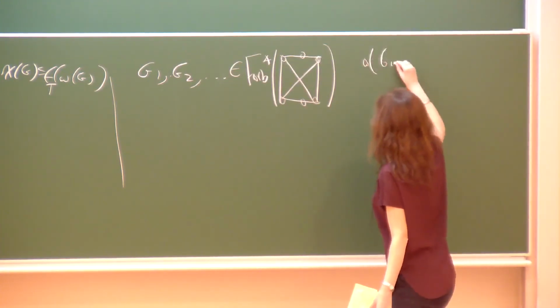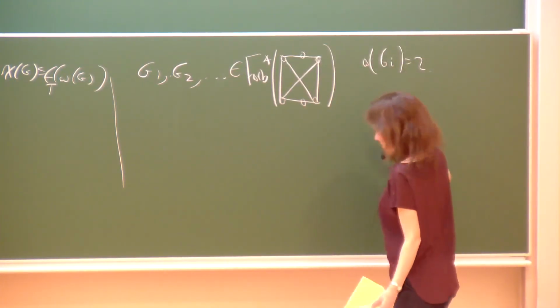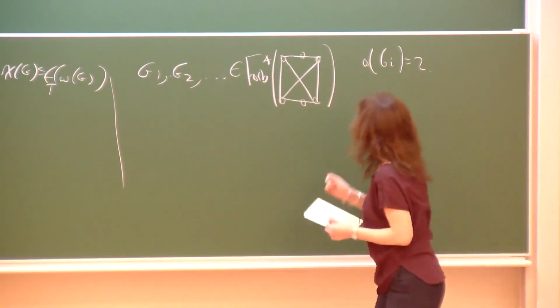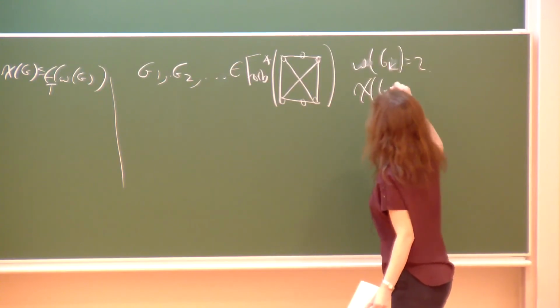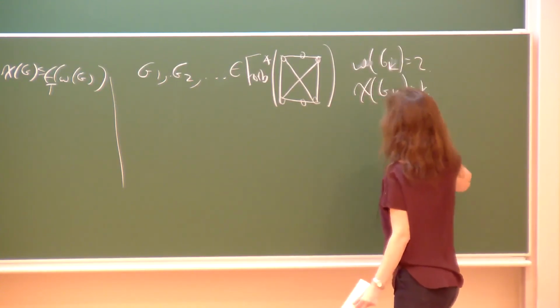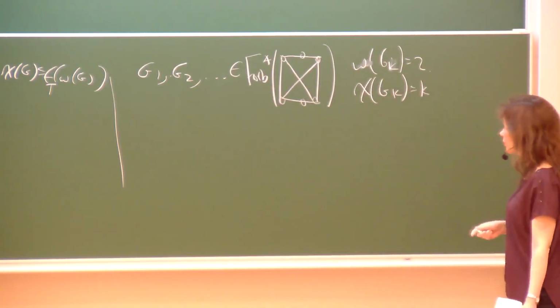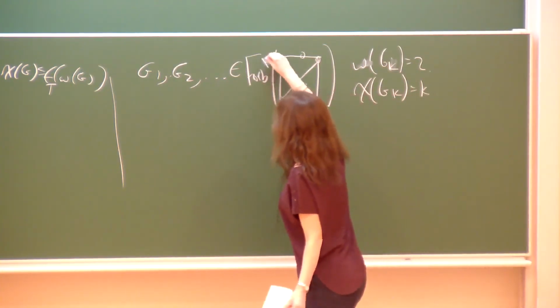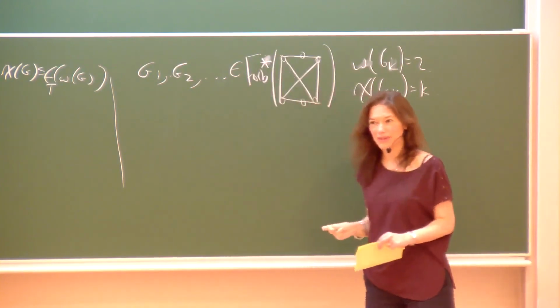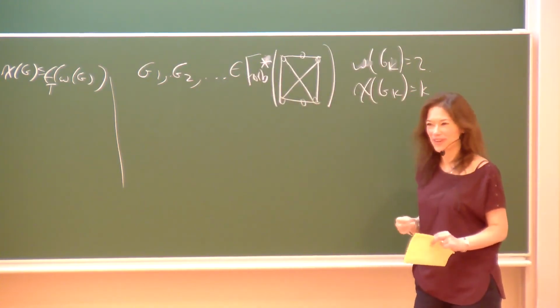Omega of G_i is 2. G_k, and chi of G_k is large. Okay, so then the question became for which H is Forb star of H chi-bounded.